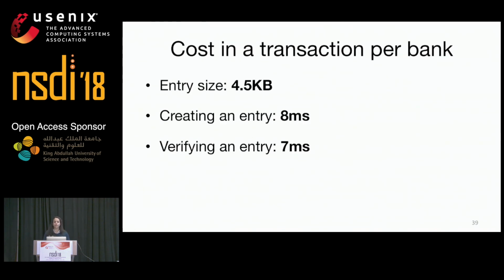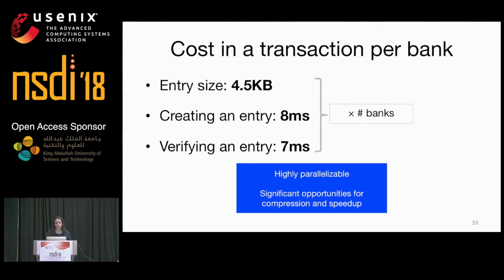To look into exactly where this cost is coming from, we can take a look at how much each entry in a transaction actually costs. An entry is about 4.5 kilobytes. Creating an entry is 8 milliseconds and verifying it is 7 milliseconds. This is basically all elliptic curve operations to produce the commitments and the various proofs. Remember, there is an entry per bank in each transaction, so multiply this times the number of banks to find out how long it takes to process a transaction.